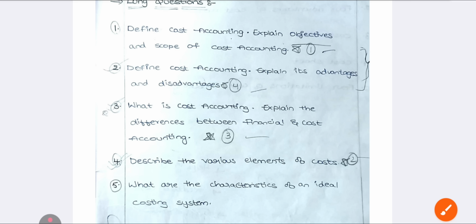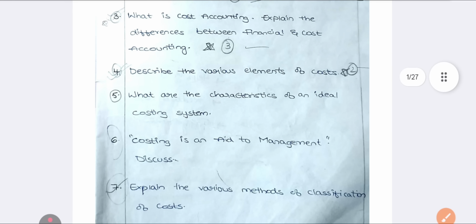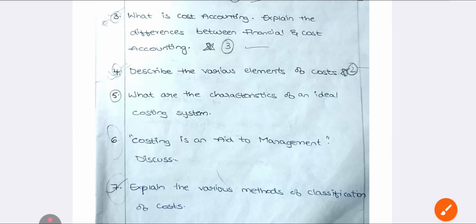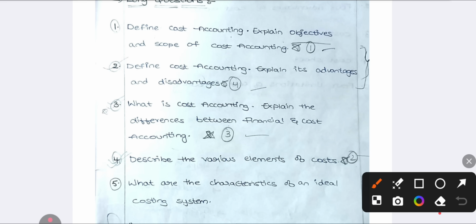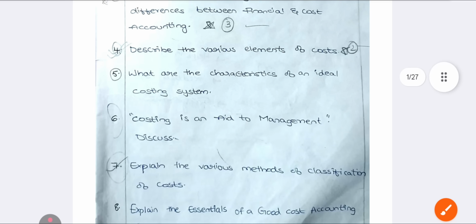This is another important question, not much, just an important question. And the third important question is different types of elements of cost. What are the various elements of cost? So these are the top 3 questions. According to my perspective, the students who learn about the cost accounting will be able to attempt a long question as well as a short question from unit number 1.